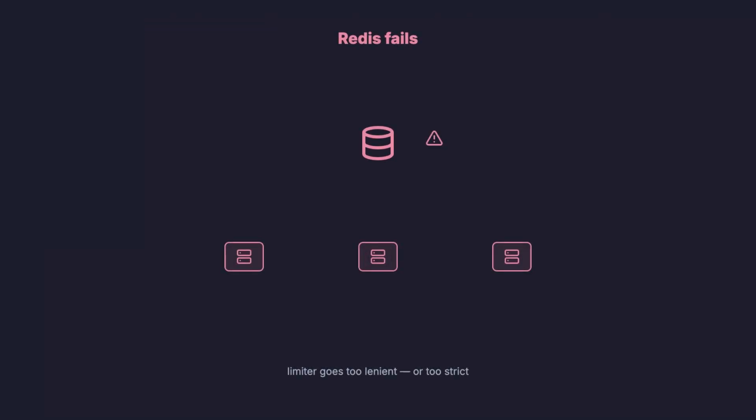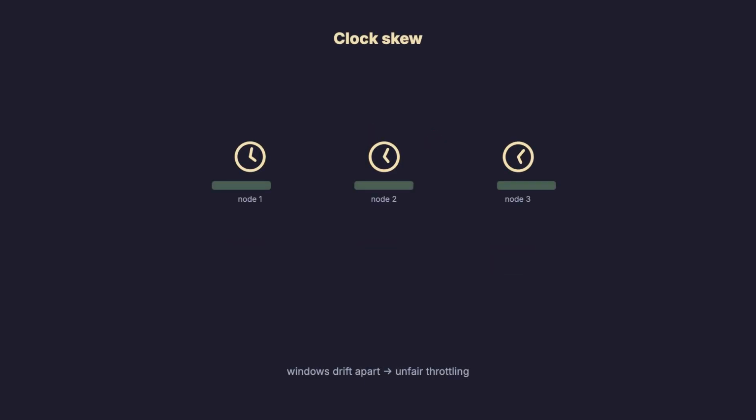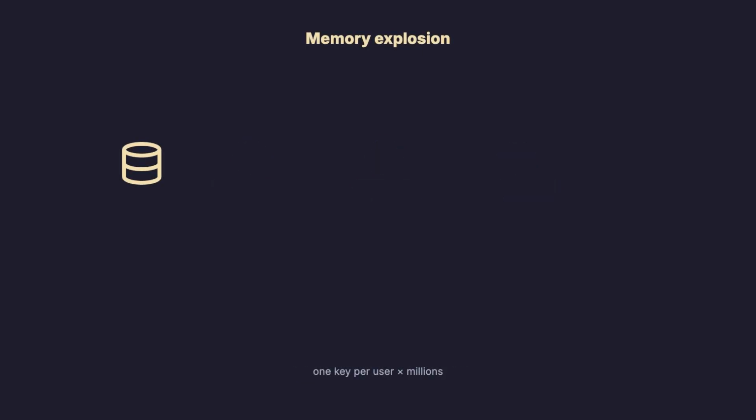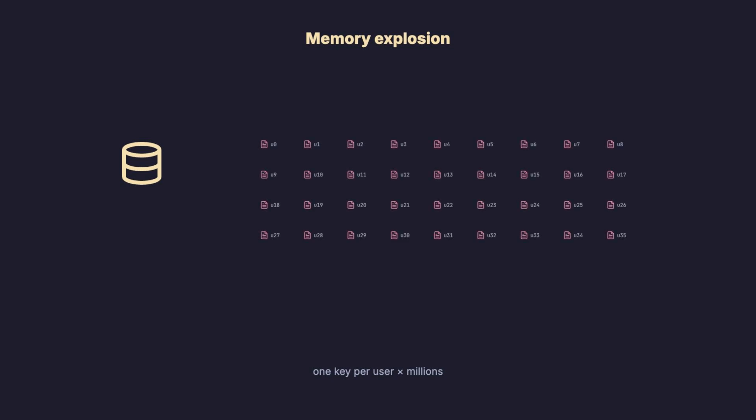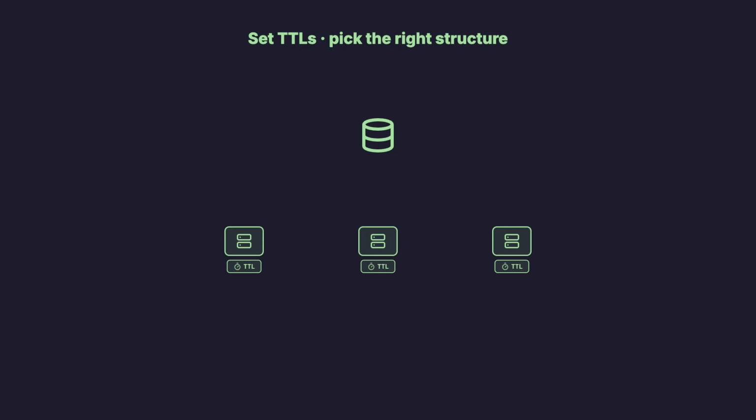Distributed rate limiting introduces its own headaches. Redis failure or network partitions can leave your limiter either too lenient or too strict. Clock skew between application nodes can shift window boundaries and cause unfair throttling. And when you have millions of distinct rate limit keys, like one per user, Redis memory can explode. You need to choose data structures carefully and set TTLs aggressively.